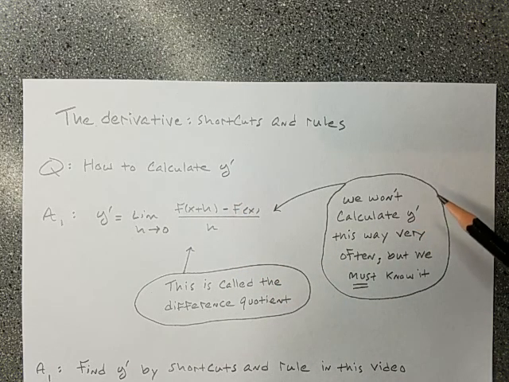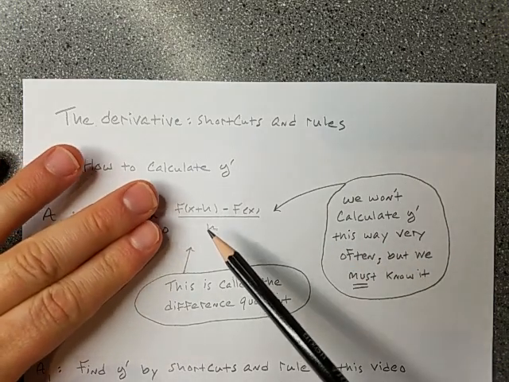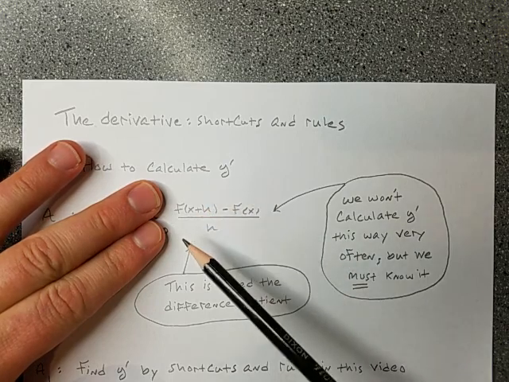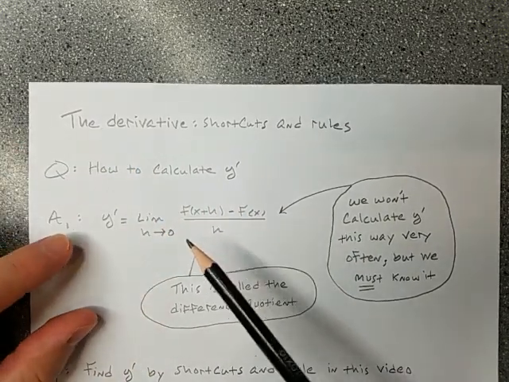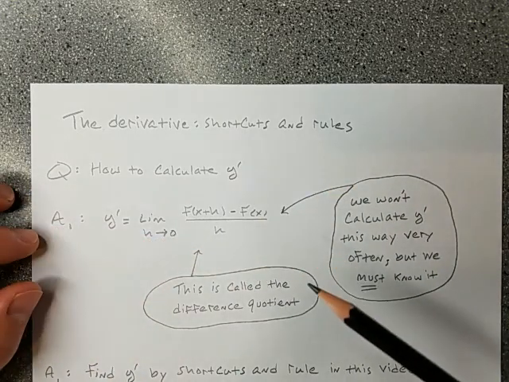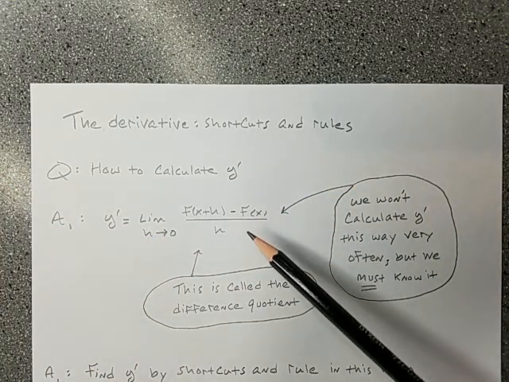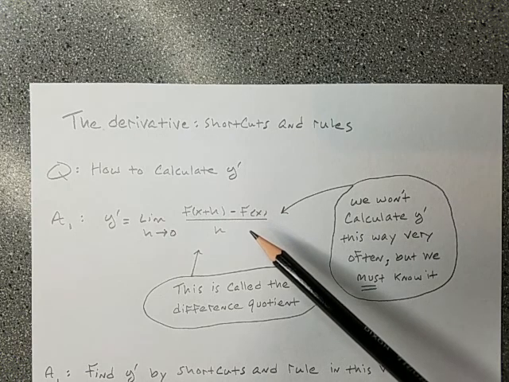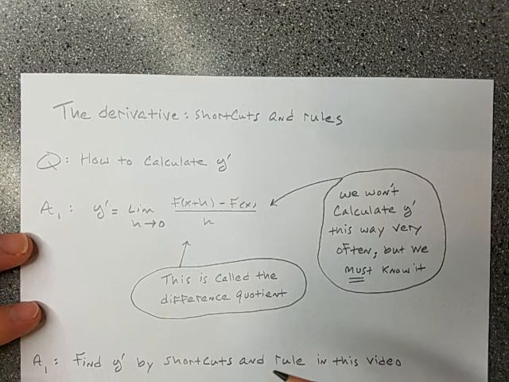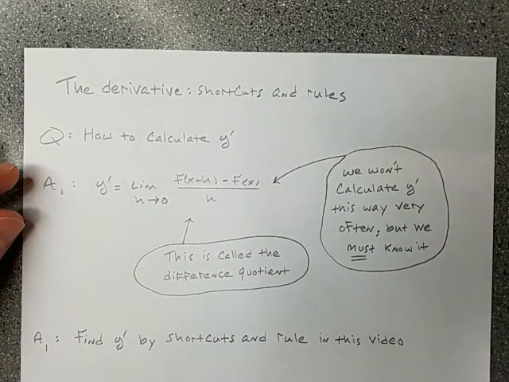But the truth is, we won't calculate y prime this way very often. But you got to know it nonetheless. It's important to understand that what this does is find the slope of the secant line between two distant points, and then as h goes to 0, it pushes the points together. It's the rise over the run, and it tells you the slope of a curve at a very specific point. So that's our first answer.